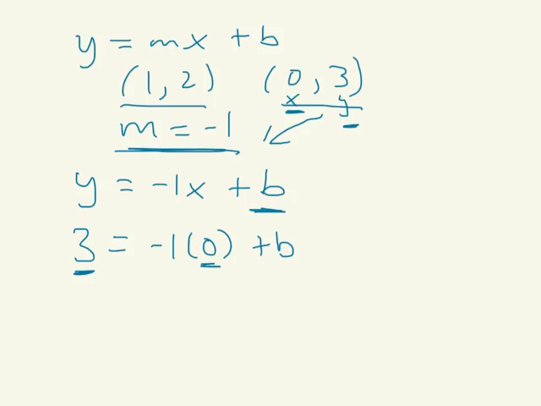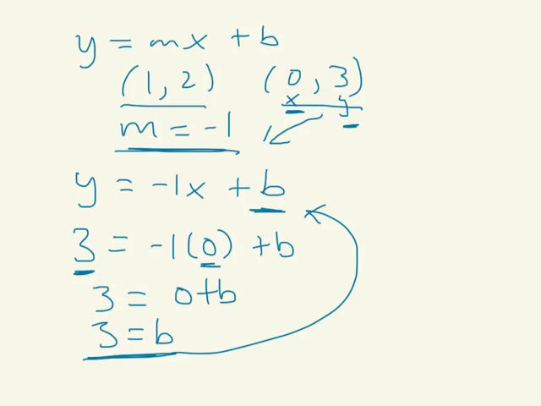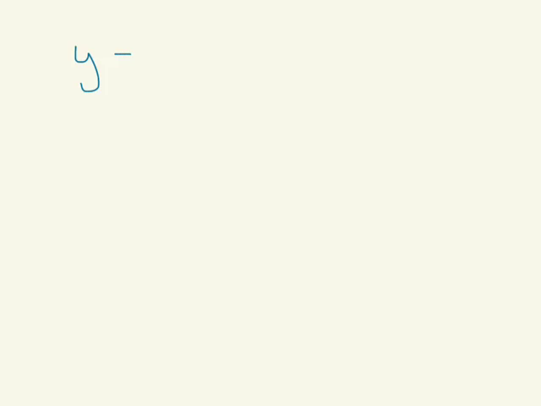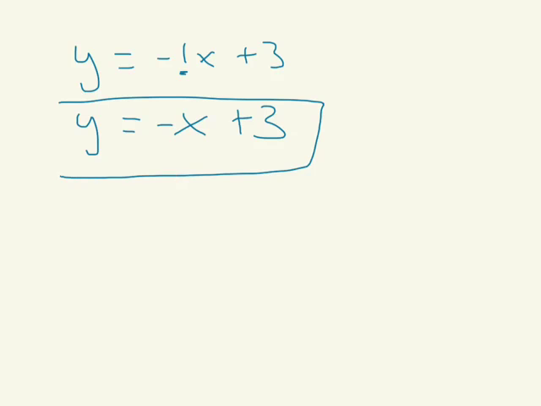Okay? So let's simplify that. That's 3 equals 0 plus b. That's 3 equals b, so we know b is 3. And finally, we can plug that into our equation. So finally, our answer is y equals negative 1x plus 3. And if we want to be really formal, we can change it to y equals just negative x plus 3, because we know that 1s are invisible if they're coefficients. So that's our final answer.